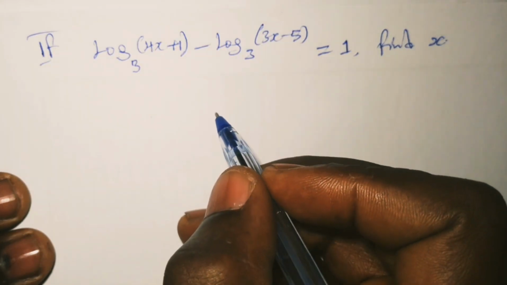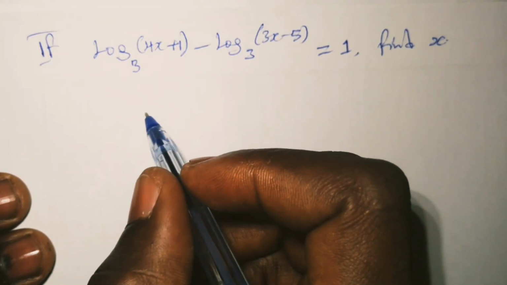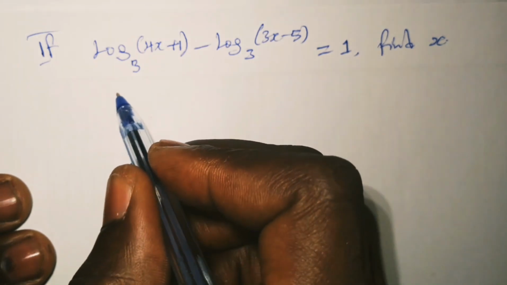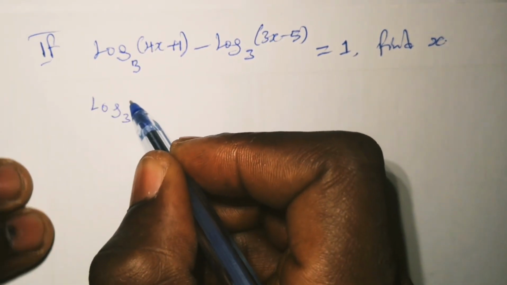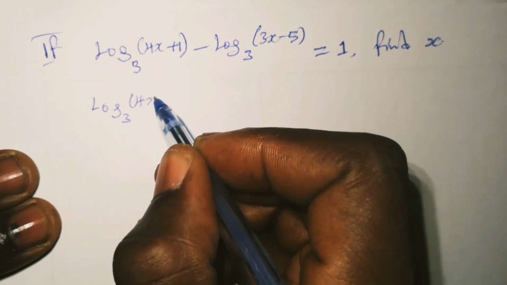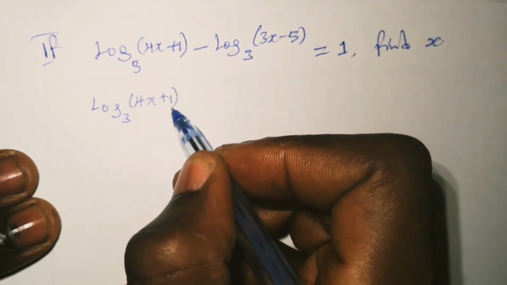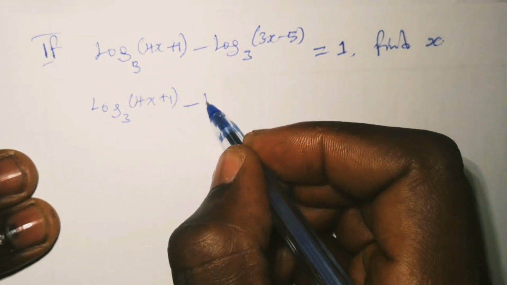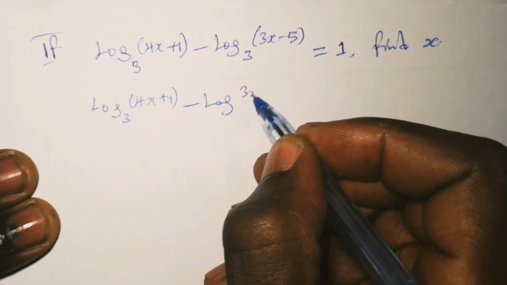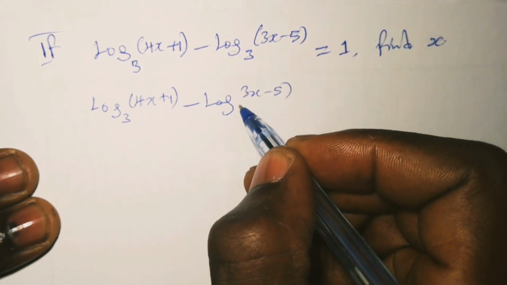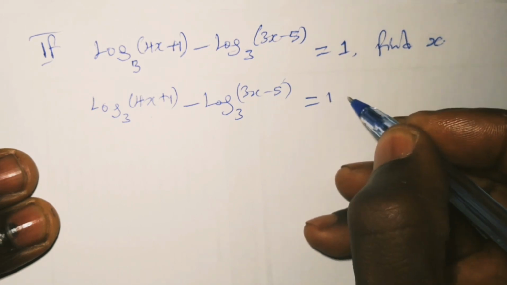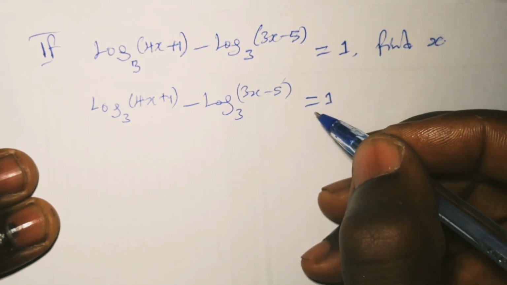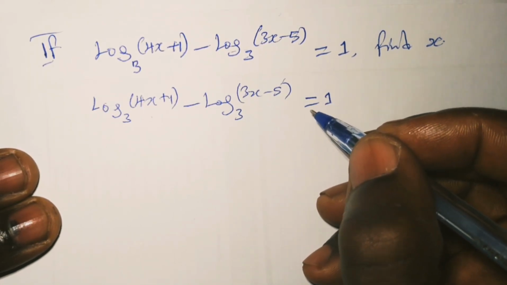Okay, we have another problem here, which is log(4x + 1) base 3 minus log(3x - 5), and this is in base 3, all equals 1. So we want to see how we can resolve this one.